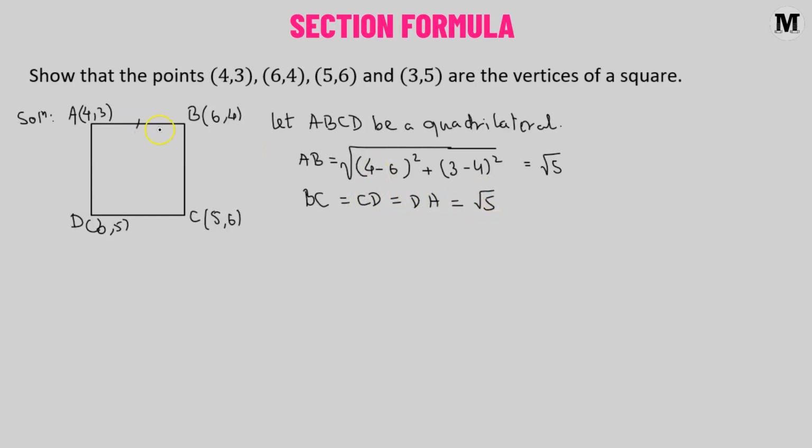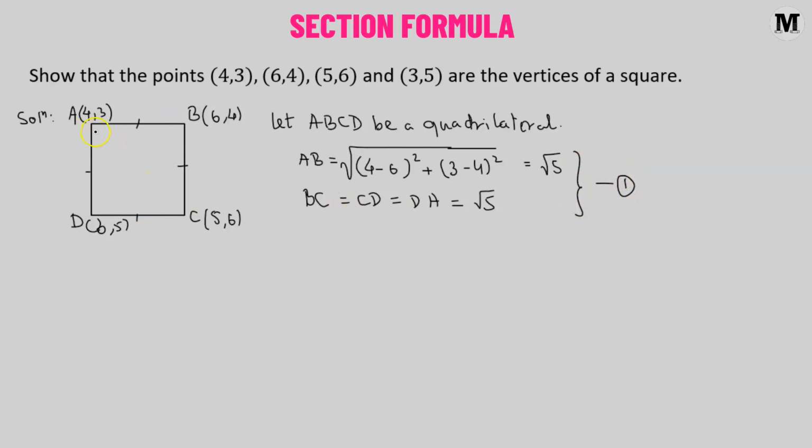So that means the sides of the quadrilateral ABCD are equal to each other. But we cannot say for sure that it is a square yet, because it could be a rhombus as well, because the four sides of a rhombus are also equal. So this is the first criterion. We have shown that the quadrilateral has equal sides.